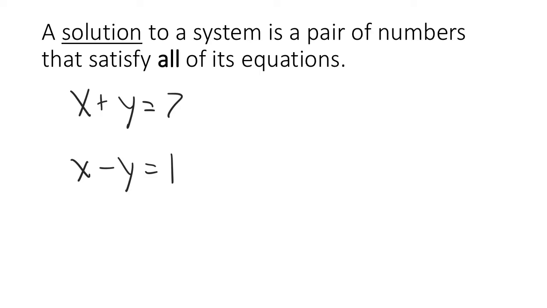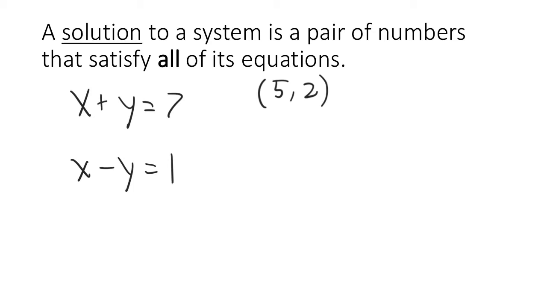Usually when we have a system, we are most concerned with finding a solution. A solution is a pair of numbers that satisfy all of the equations in the system. So let's take another look at the system we had from the last slide. x plus y equals 7, x minus y equals 1. A solution is supposed to be a pair of numbers written as an ordered pair. And let's test out, say, (5, 2). If (5, 2) is going to be a solution to our system, then it has to satisfy all of the equations in the system, meaning it has to satisfy the first equation and it has to satisfy the second equation.